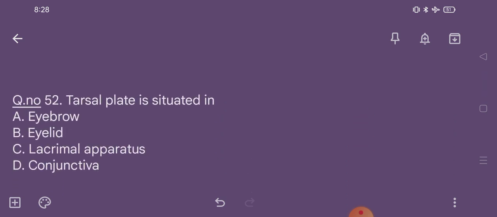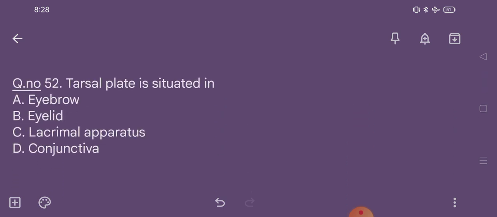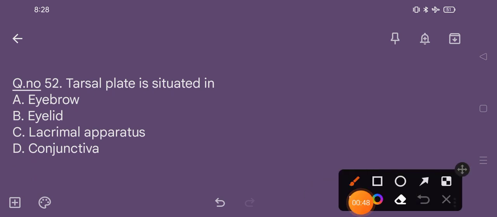Question number 52. Dorsal palate is situated in eyebrow, eyelids, lacrimal apparatus, and option D is conjunctiva. So dorsal palate is situated in eyelids, that is B part.